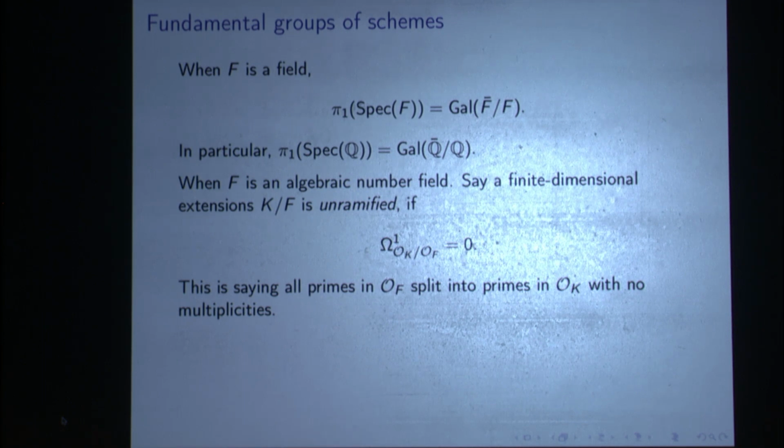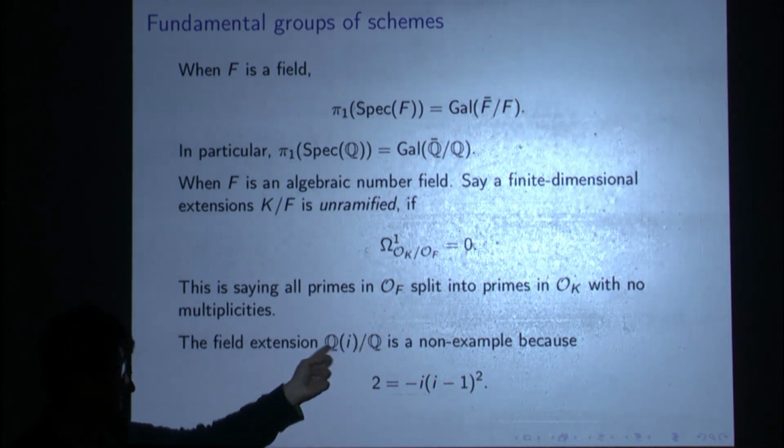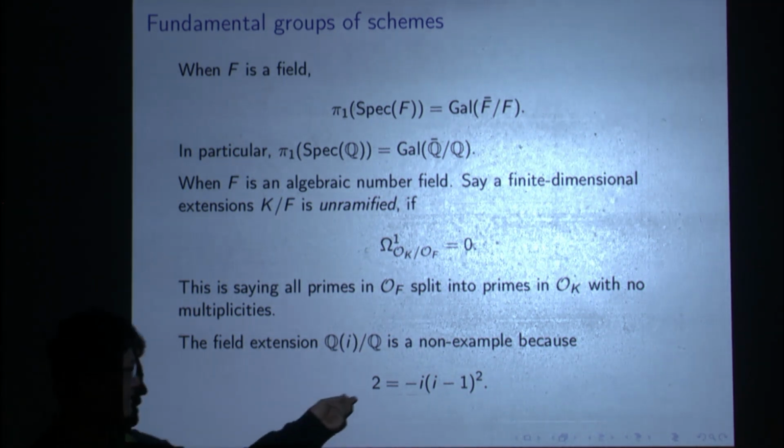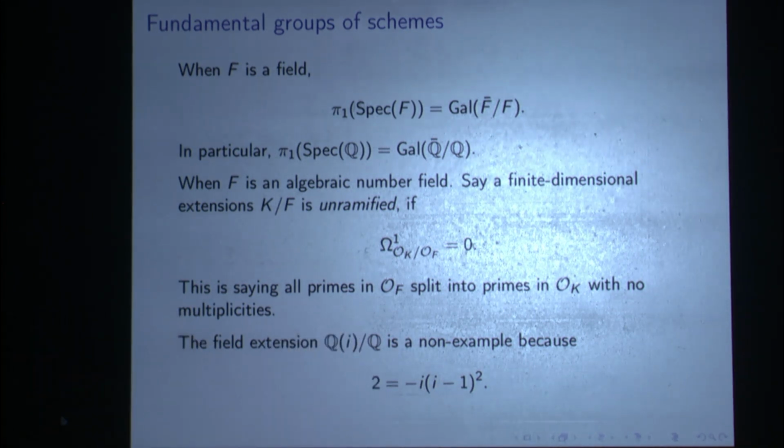And the reason I'm mentioning this is that this is a non-example, I forgot. If you take the example I said at the beginning, viewed as an extension of Q, it is a non-example because the prime 2 splits up into a square of a single prime inside the Gaussian integers. So this is a ramification. If that never happens for any prime, we say it's unramified.